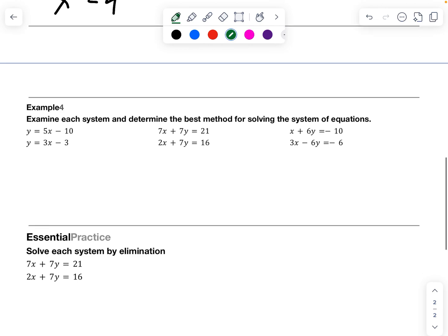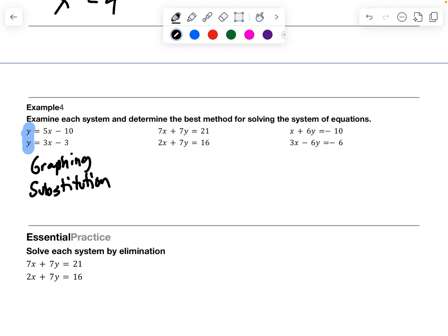All right. Let's look at these systems and look at which is the best method. Okay. Let's look at the first one. What do you notice? I notice they both equal y. So I see two methods. I see graphing, if you have access to a graph, and if you think it's going to end in a whole number, or substitution. Okay, substitution would probably be your easiest bet here.